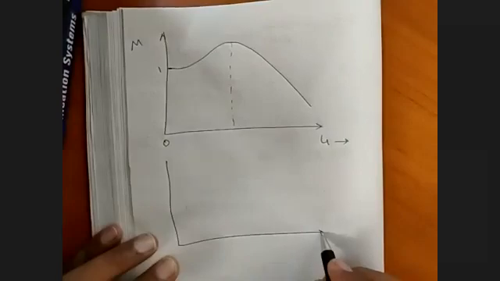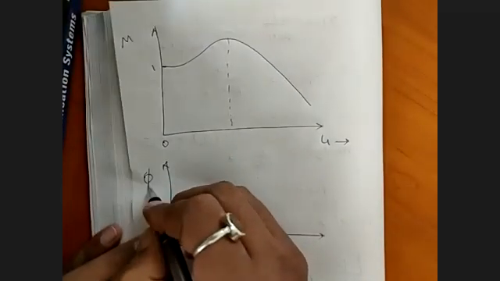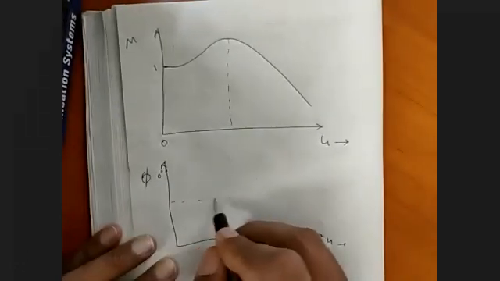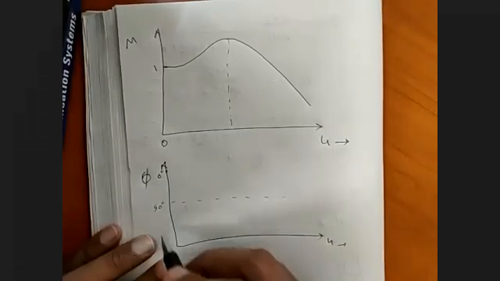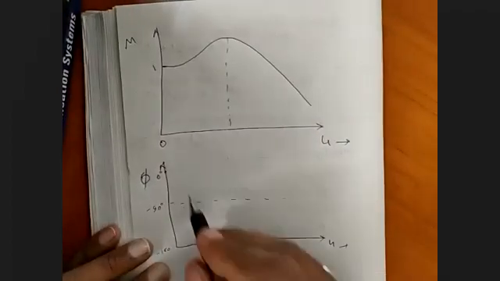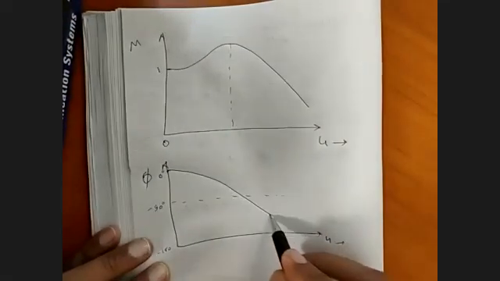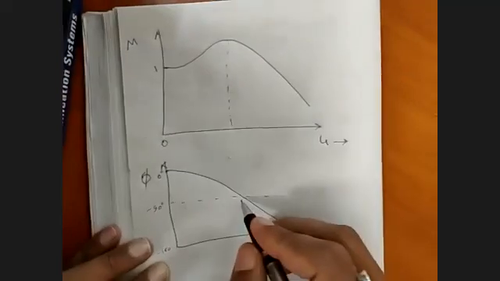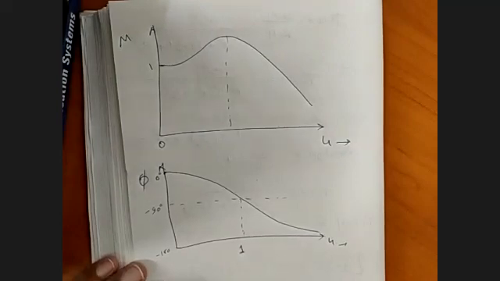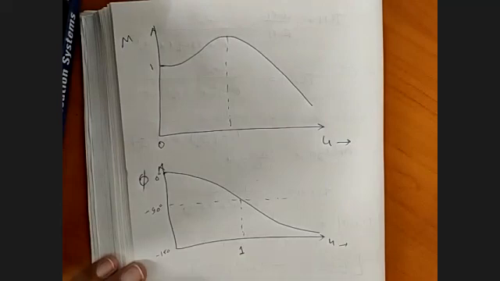And if we draw the angle phi with respect to u, we can easily say that it will be starting from 0 degree, then reaching to minus 90 degree, and then it will be reaching to minus 180 degree. And this will be like this. And this is 90 degree at u equal to 1. The frequency where M has the peak value is known as resonant frequency.